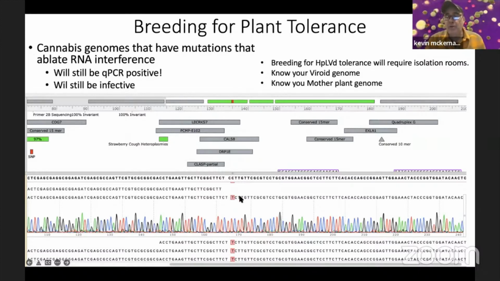We think it's going to be important to know the viroid genomes you're dealing with. This is very easy to sequence now. We have tools that do this. And if you really want to get involved in the breeding, we have tools that can sequence the entire genome of the mother plant and search for these types of patterns.